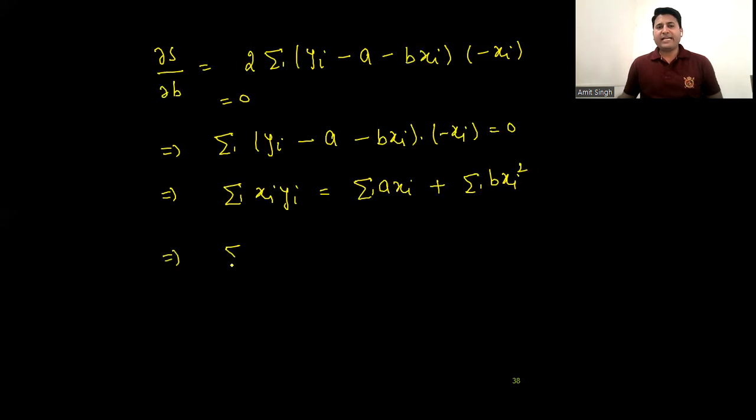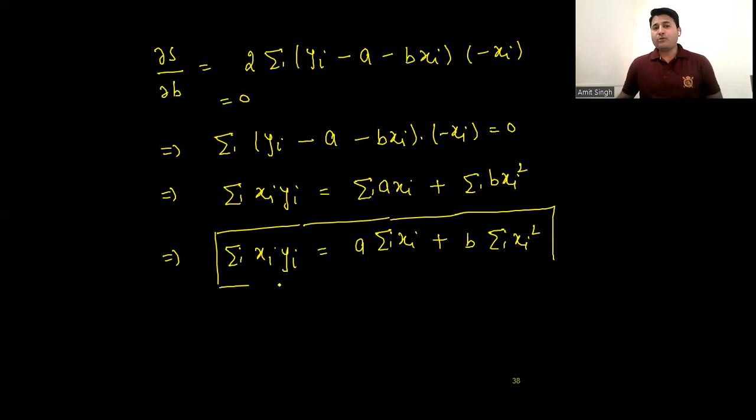We can simplify it further. So we obtain summation xi yi, and a can come out of the summation: a times summation xi plus b times summation xi². This is the second equation.